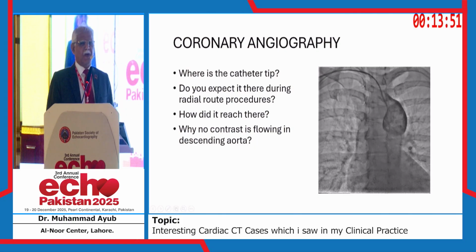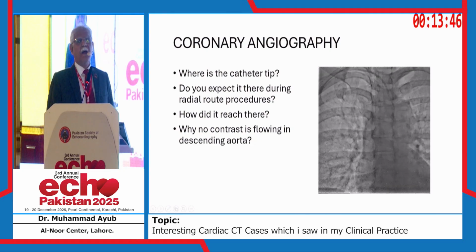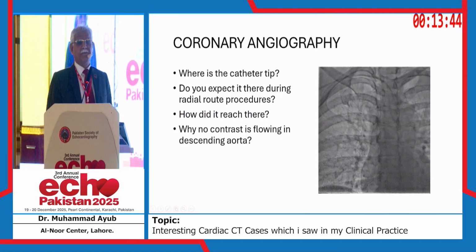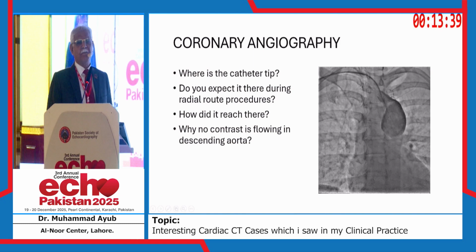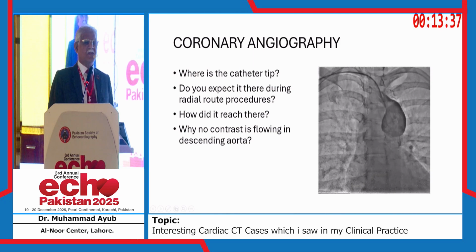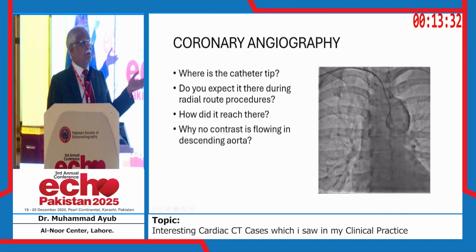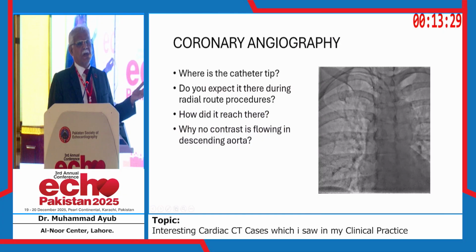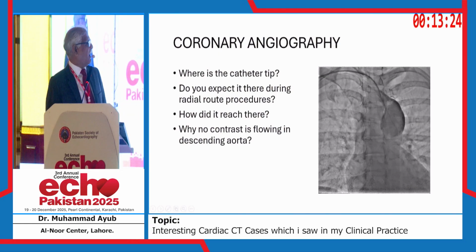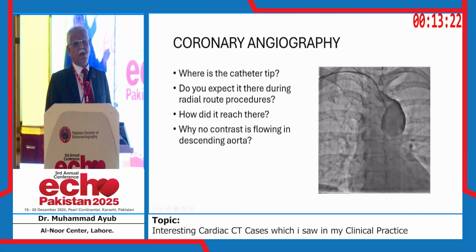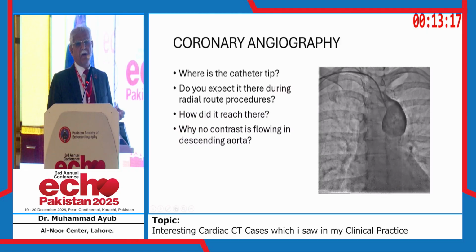Normally, when you do it from the radial route, you expect it to go to the ascending aorta, but it is somewhere else. Where do you think it is? It is in the descending thoracic aorta. So how did it reach there? Normally, the ascending aorta is in line with the brachiocephalic trunk, but this catheter has gone to the descending thoracic aorta. So how did it reach there?